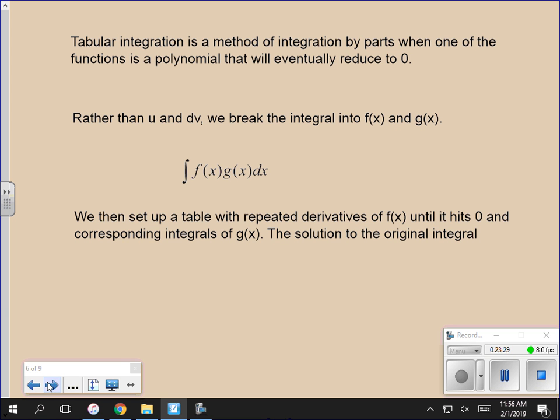Tabular integration organizes that work. Rather than doing this over and over again, you do it in a table instead. That's what tabular integration does. It takes this that ends up being repeated because your U is still complicated. It's simpler, but it's still too complicated, so this part of the UV substitution needs another UV substitution, and then another UV substitution of that, until eventually it disappears. That's what tabular integration takes care of.